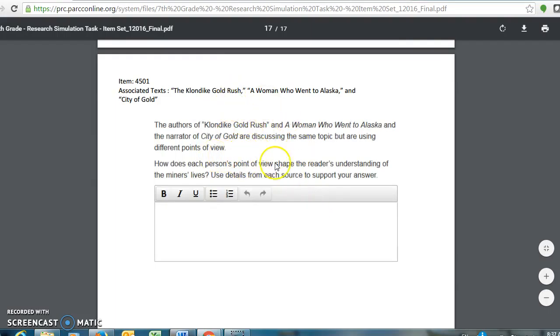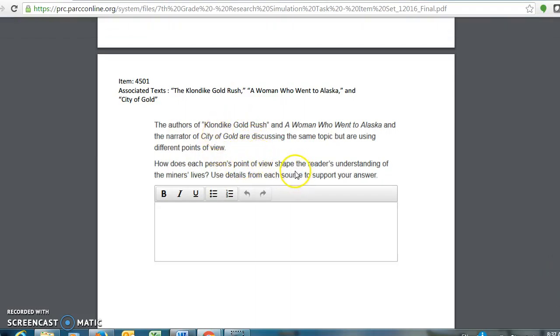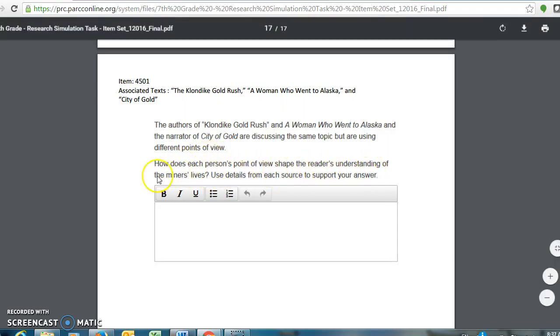When you get to your essay, make sure that you read very carefully the essay prompt, because you're going to want to stay focused on the essay prompt and explain exactly what the essay prompt is asking you. So here, let's look at it. The authors of Klondike Gold Rush and A Woman Who Went to Alaska and the narrator of City of Gold are discussing the same topic but are using different points of view. How does each person's point of view shape the reader's understanding of the miners' lives?